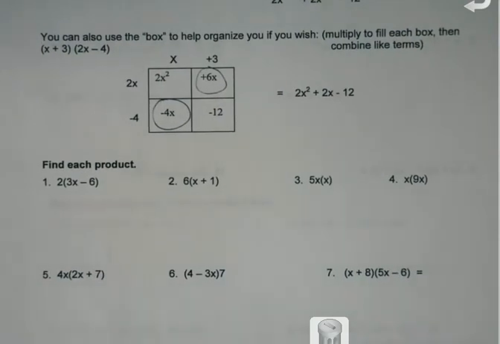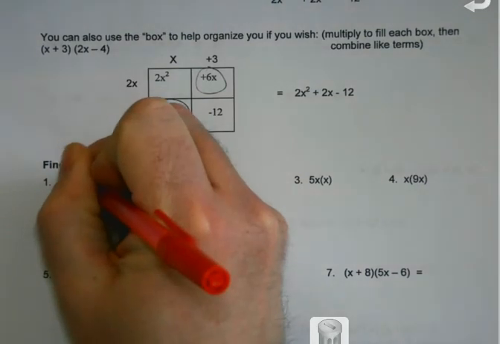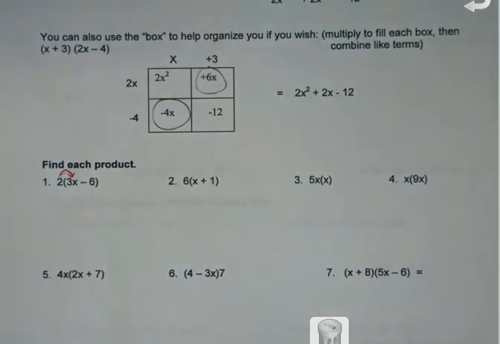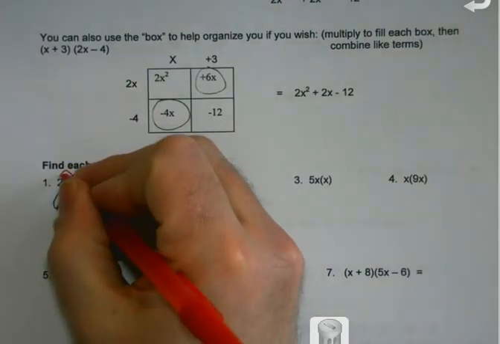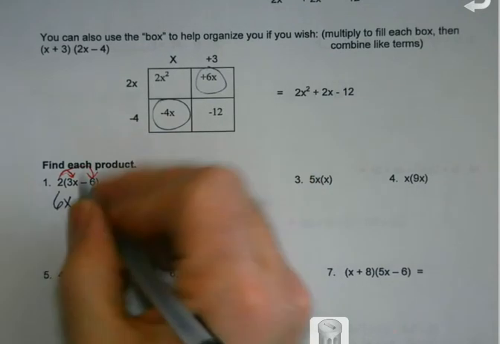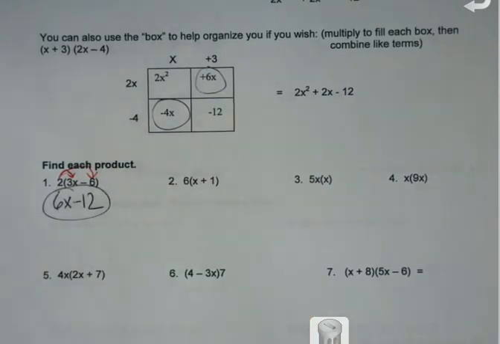If some of you are still comfortable going old school way, and you would just as soon use the arrow and just say, okay, 2 times 3 is 6, so that's 6x. And then 2 times -6 is -12. I don't see any like terms and I'm good. That's fine. I'm good with that. But if some of you get stuck on something like that, I want to find something that'll help you out. So we're going to look at a box here in a minute.